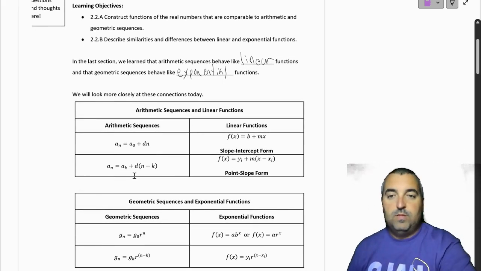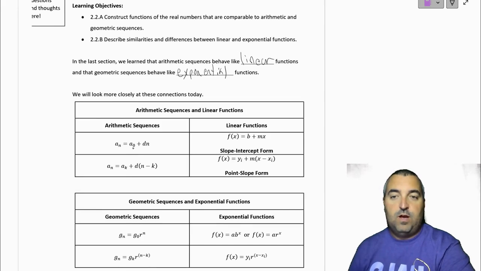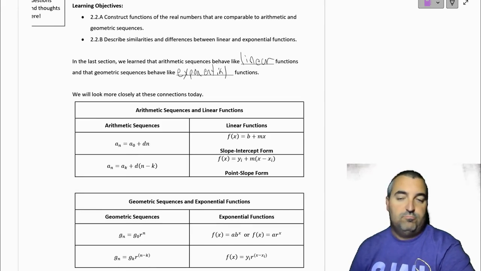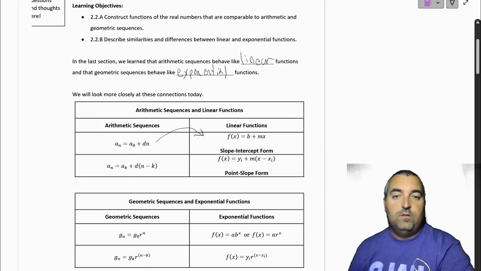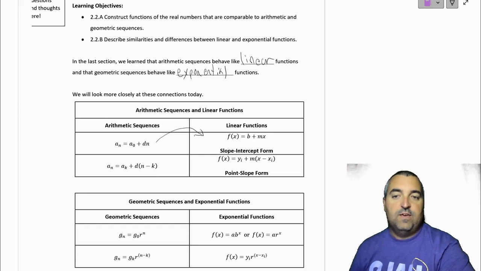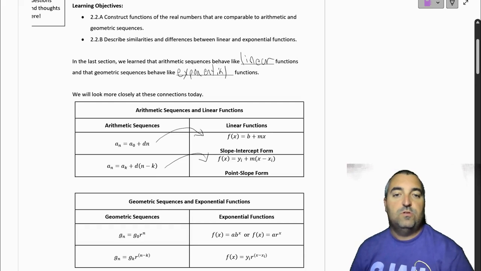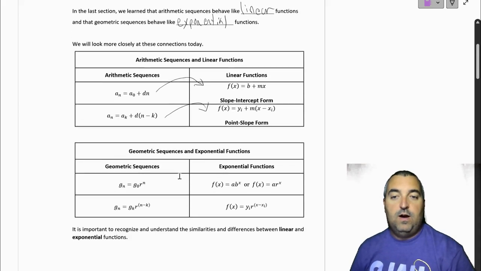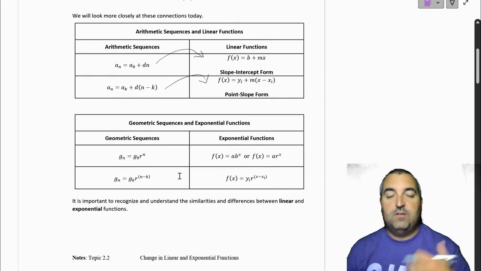So that format that we had before, if we had arithmetic, we wrote two different forms. We had the initial plus the common difference times the n. Well, that is slope-intercept form, which I have mentioned before. And then if you had it the other way where you were given a specific point, this translates to point-slope form. And then geometric sequences, on the other hand, are in our exponential format.